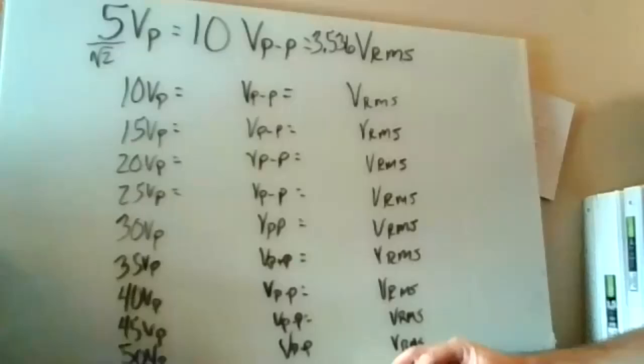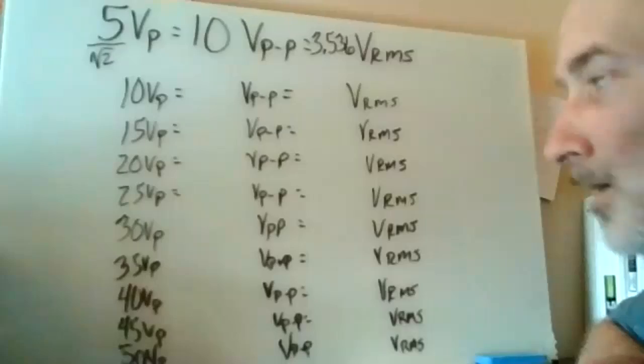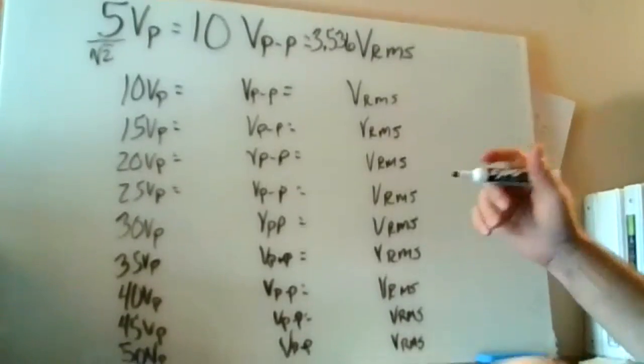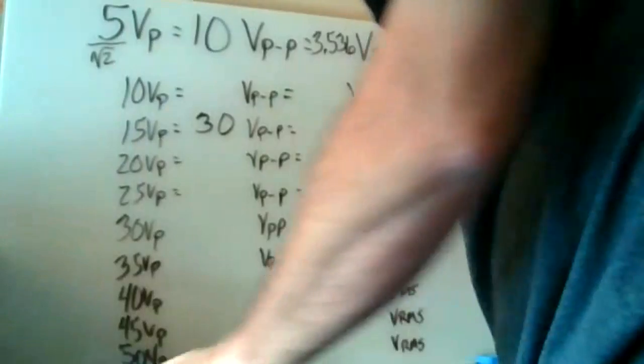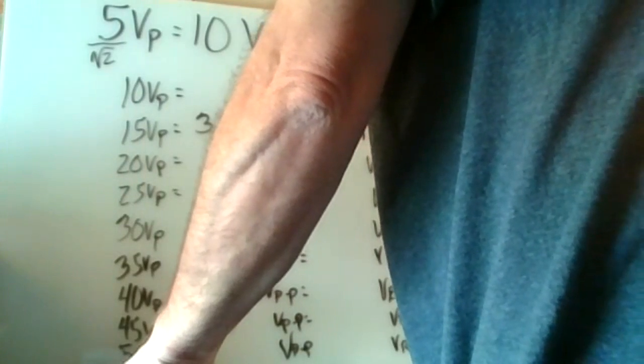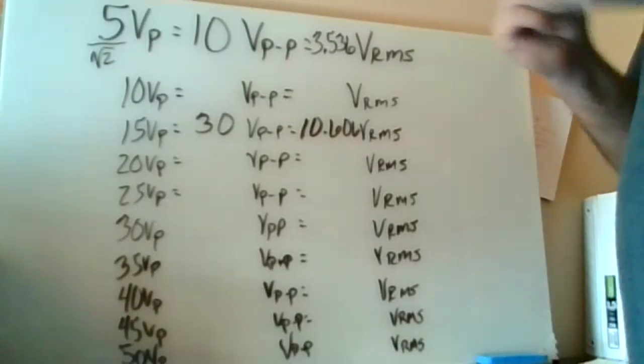Okay, I got mine. Okay, who said they got theirs? Me, Mike. All right, which one did you have? I had the 15 volts peak. So what'd you get peak to peak? 30 volts peak to peak. And the VRMS? 10.606. Okay, that looks good. So that one is correct.